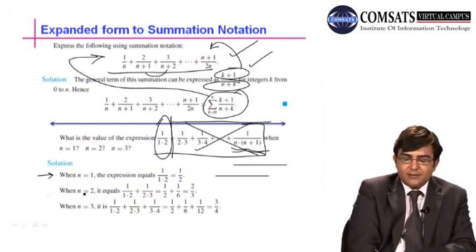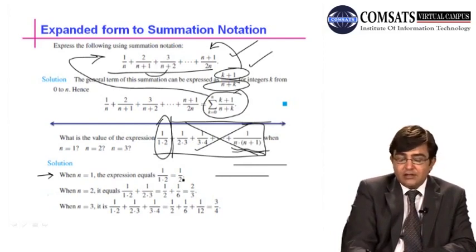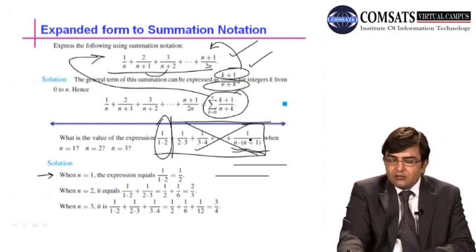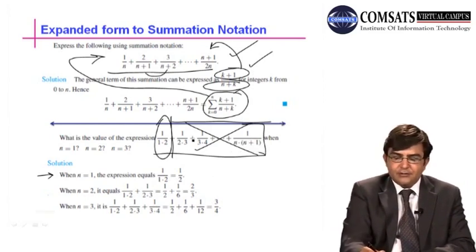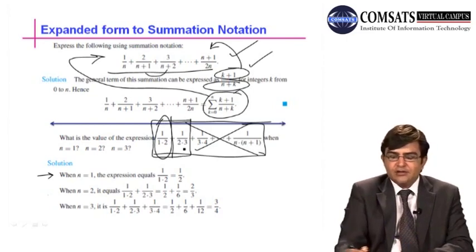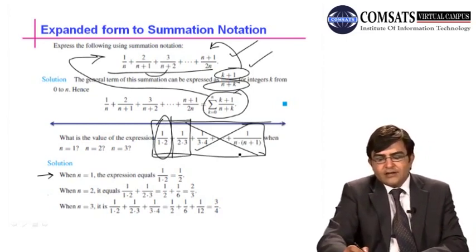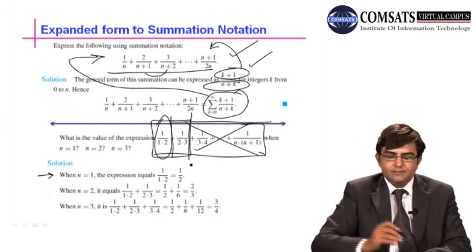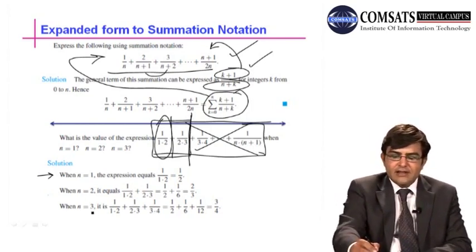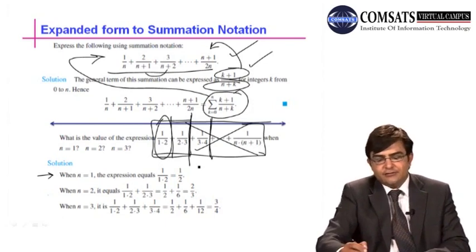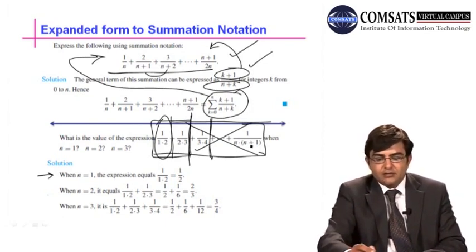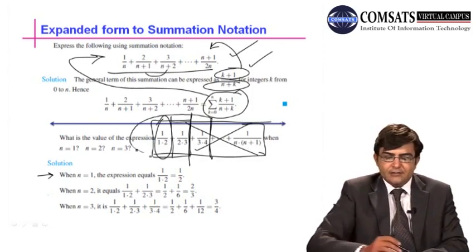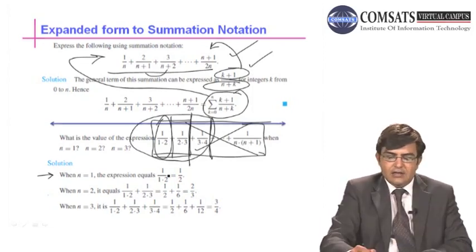When n is 1, the expression equals 1 by 2, that is 1 over 1 into 2. When n is 2, we must get until 1 over 2 into 3, so we get the first two terms. Because if we put 2 here, we get 2 into 2 plus 1, 3, 1 by 2 into 3. So the summation must stop here. When n is 3, we must get the first 3 terms of this summation, because if we put 3 here, we get 3 into 4.